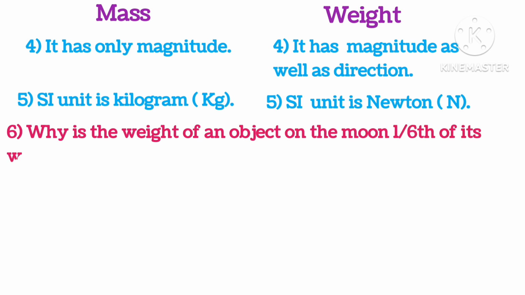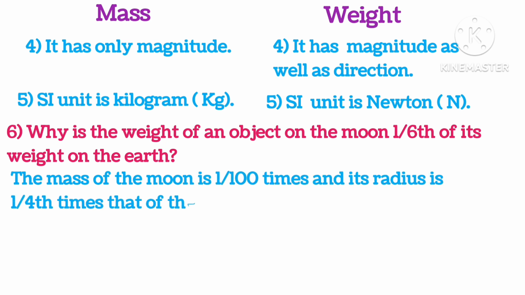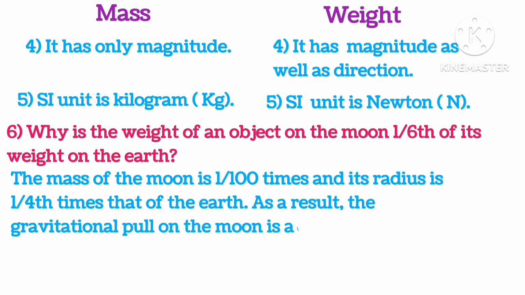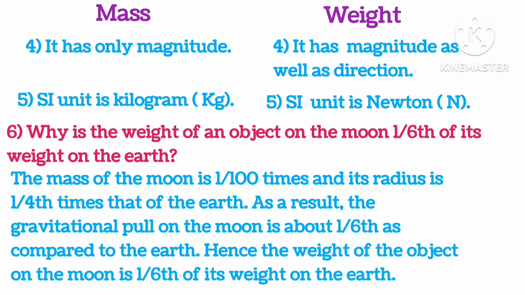Why is the weight of an object on the moon 1/6 of its weight on the earth? The mass of the moon is 1/100 times and its radius is 1/4 times that of the earth. As a result, the gravitational pull on the moon is about 1/6 as compared to the earth. Hence, the weight of the object on the moon is 1/6 of its weight on the earth.